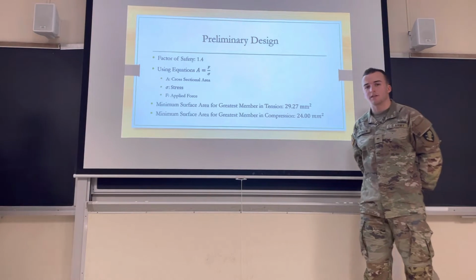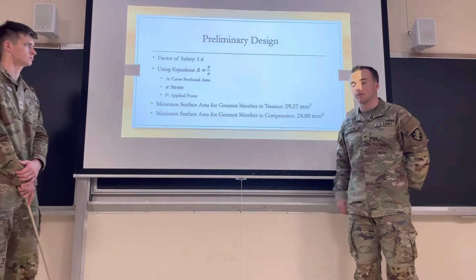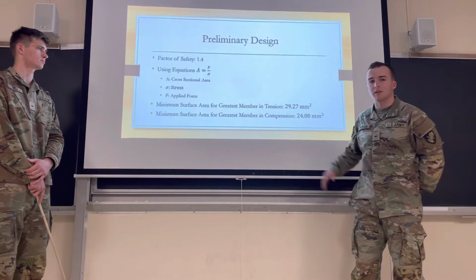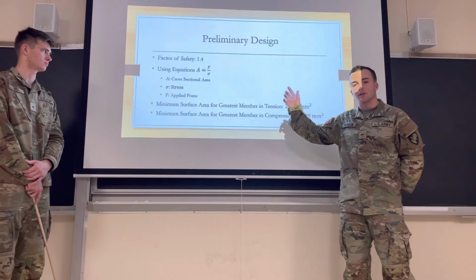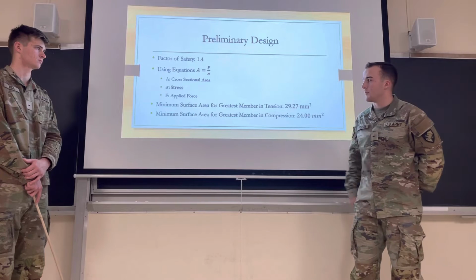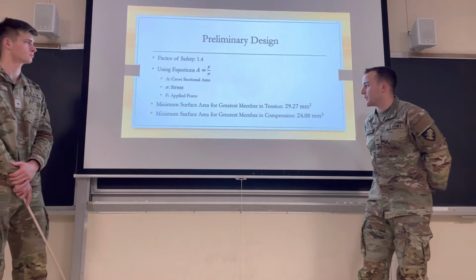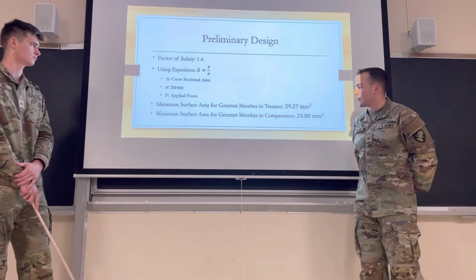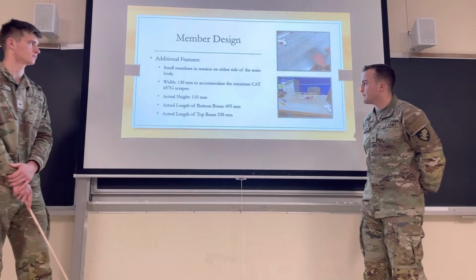So for our preliminary design, we needed to calculate the cross-sectional area for each member on the bridge itself. In order to calculate the cross-sectional area, we used the applied force over the stress the bridge would experience. We used a factor of safety of 1.4 to account for any mishaps in our design of the bridge and in the building process. So during this calculation, we found that the minimum cross-sectional area for the greatest member in tension would be 29.27 millimeters squared, and the greatest member in compression would be about 24.00 millimeters squared.